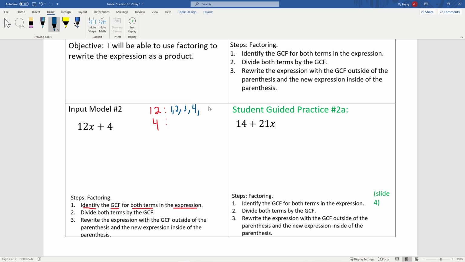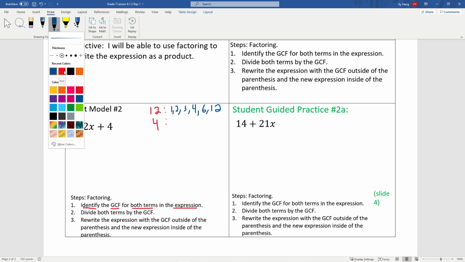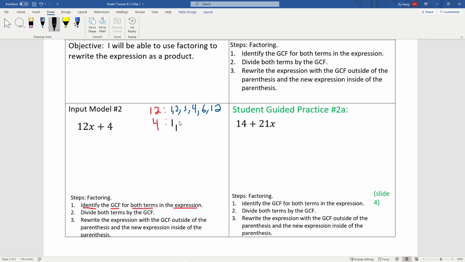Does 5 do that? No. Does 6 do that? Yeah, 6 times 2. And then we know that we just go all the way to 12, right? Because these are the only numbers that when you multiply them, you can get a 12. And then for 4 here, what factors when you multiply equal 4? Well, 1, 2, and 4, right?